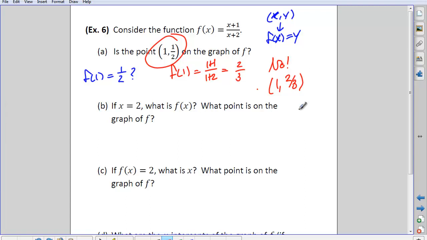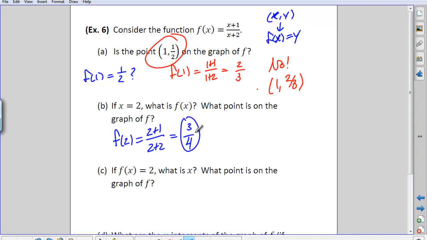So part B, if x is 2, what's f of x? And what point is on the graph of f? So this is pretty straightforward. If x is 2, what's f of x? So f of 2 is what we're looking for. That's 2 plus 1 over 2 plus 2, which is 3/4. So if x is 2, f of x is 3/4.